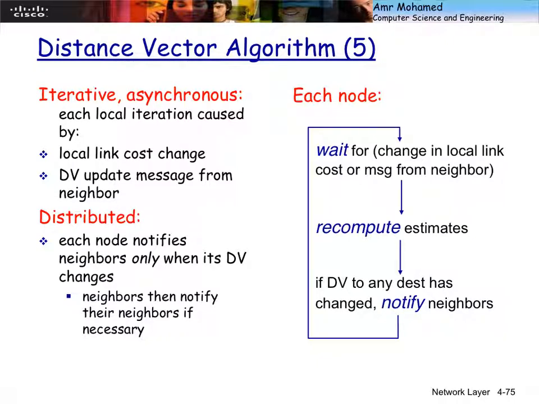Another approach is the EIGRP, which uses the triggered approach. Only if a link cost changes, then it gets triggered and recomputes the new costs and sends it to the neighboring nodes.